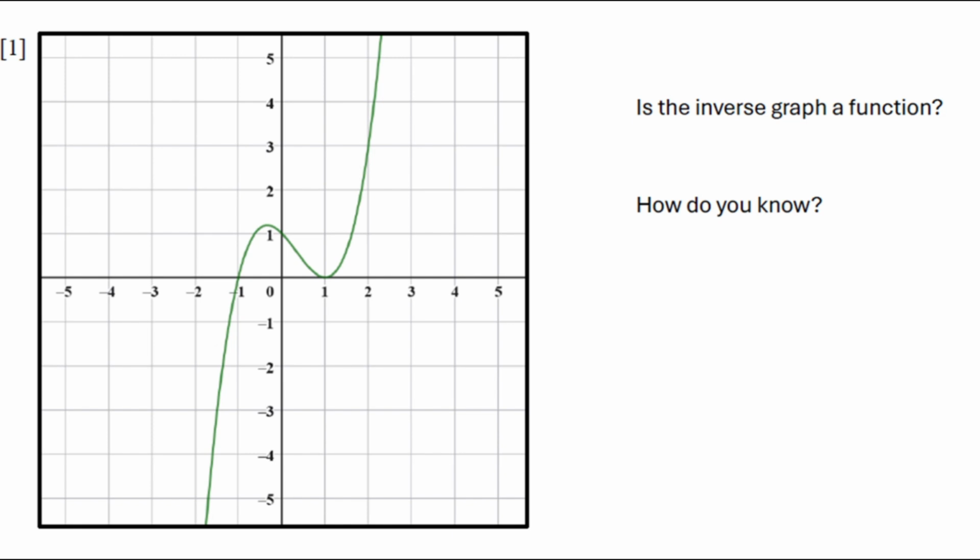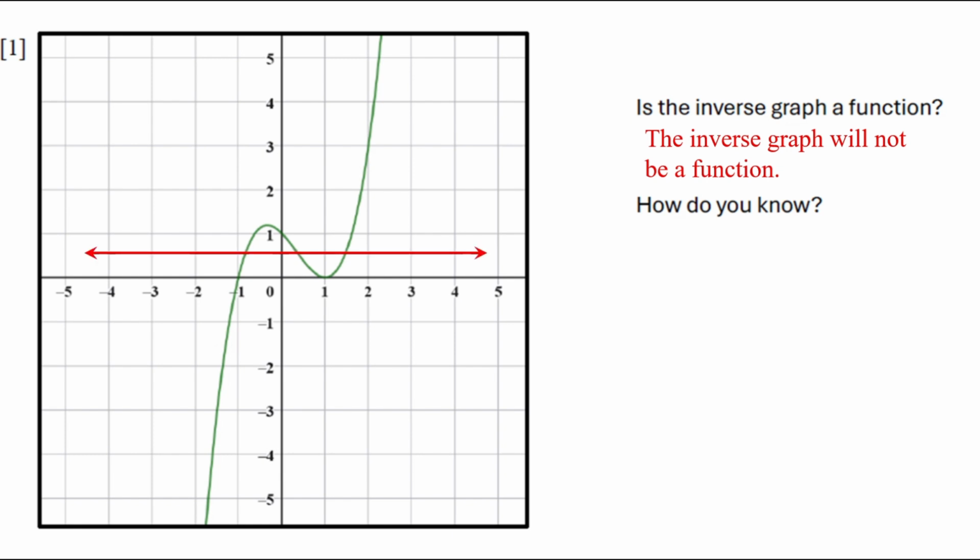And this is something we discussed in class. We should be able to answer this, and we should be able to say the inverse graph will not be a function. And then there's a follow-up that asks, how do you know? You should be invoking the horizontal line test, because when we draw a horizontal line that intersects a graph more than once, it means that the inverse of this graph will not be a function. So it fails the horizontal line test.